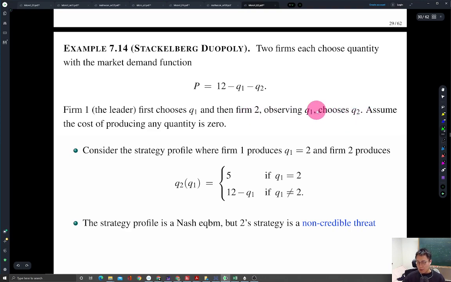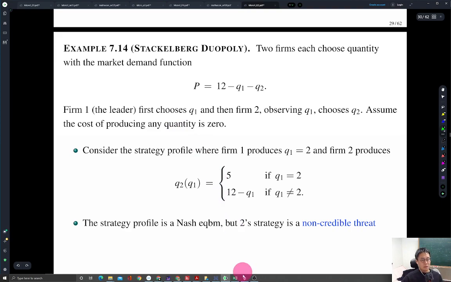They compete with each other in the same market, meaning that the 2 firms produce identical goods. So after both firms choose Q1 and Q2, the market price, the unit price of the good, is determined by this linear equation. And to simplify our discussion, we are going to assume that there is no cost for production.